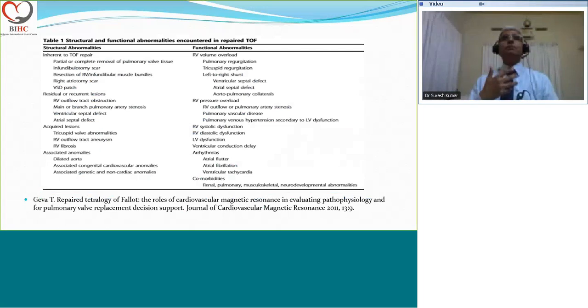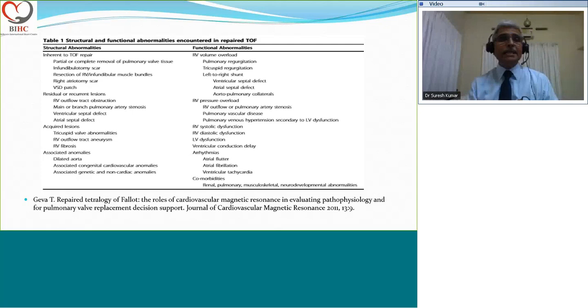But some lesions may be residual or recurrent, like RVOT obstruction, stenosis of the pulmonary arteries anywhere, and a ventricular septal defect, part of it may remain. There may be an atrial septal defect which is left behind by the surgeon intentionally or unintentionally. And some lesions manifest as the child grows older, like tricuspid valve abnormalities, an aneurysm of the RV outflow tract from an infundibular scar or patch, fibrosis of the right ventricle, which has been ischemic, and hypertrophy.